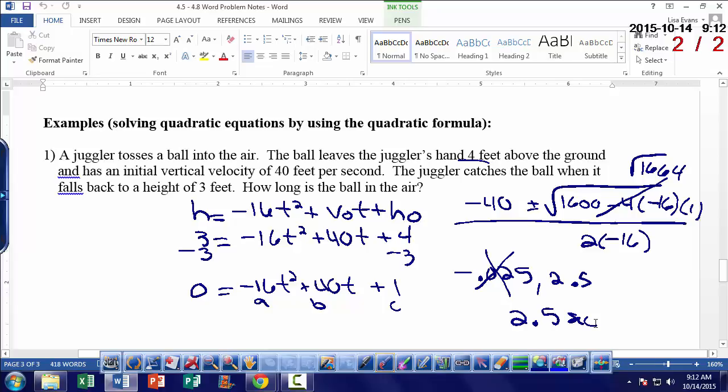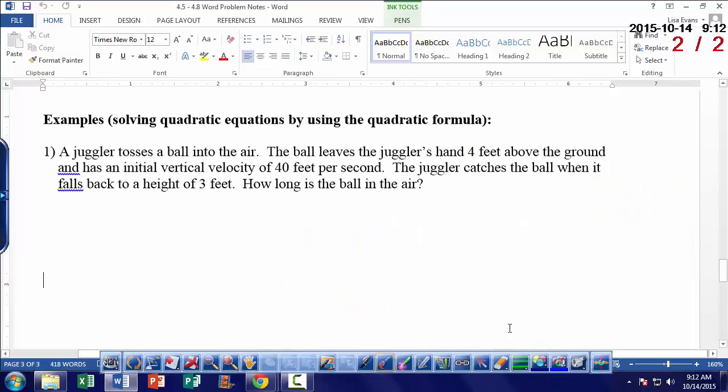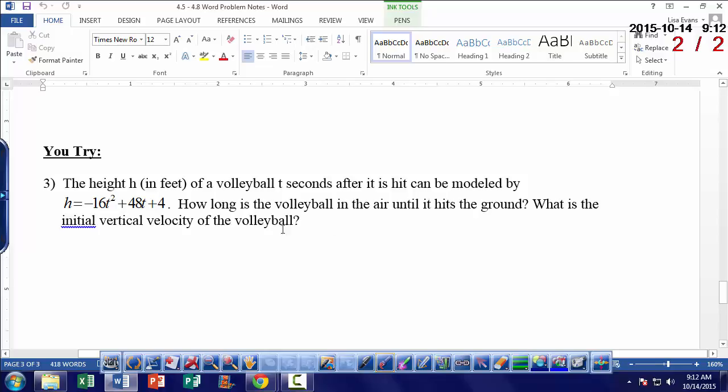Now again, I want you to try exactly what I did in this problem, and I want you to try the U-try. One thing I want you to notice in the U-try is I ask you 2 questions. I say, how long is the volleyball in the air until it hits the ground? That is solving for t. That's what I did above. What's the initial vertical velocity of the volleyball? We don't need to do any solving for that. That's our v sub 0. So I'm asking for a v sub 0, which your answer is 48 feet per second.